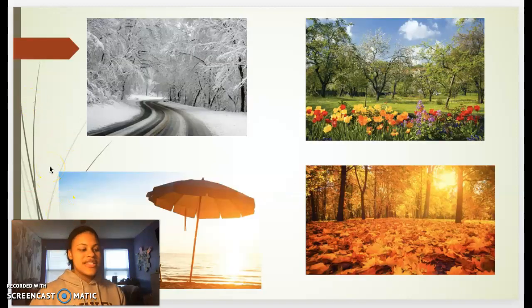So, what is the same and different about these four pictures? We have a picture of a whole bunch of snow, some flowers and some green trees, some colorful leaves, and like a beach type scenery with the sun out. So, what do you think is the same and different about these pictures?